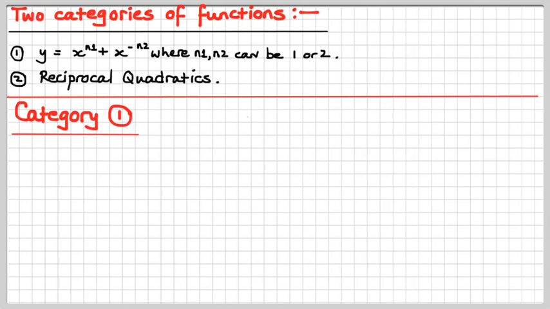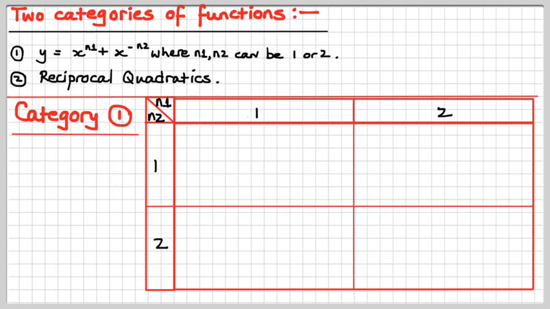Now here's category 1. What we've got here is a 2 by 2 table to show you what I'm talking about. So you can see that n1 can be 1 or 2, and n2 can be 1 or 2, okay? So there's the first outworking of that strange looking formula up there. n1 is 1, so that's x to the 1, and n2 is 1, so that's plus x to the minus 1, or 1 over x. I've got a little mini postage stamp version of what that's going to look like, and then we'll go into more detail in subsequent screens.